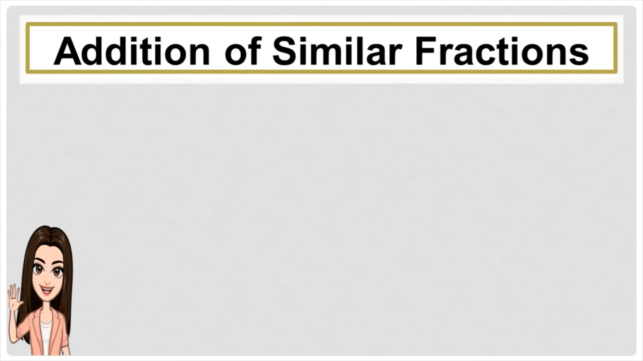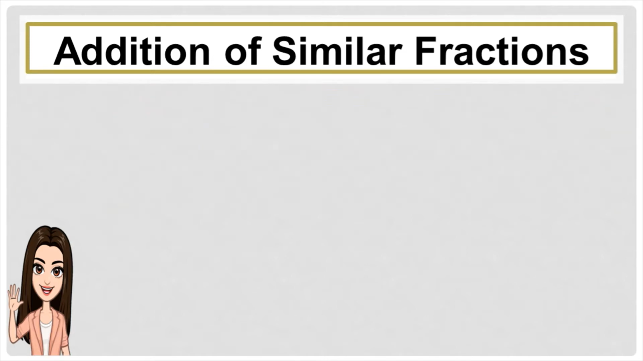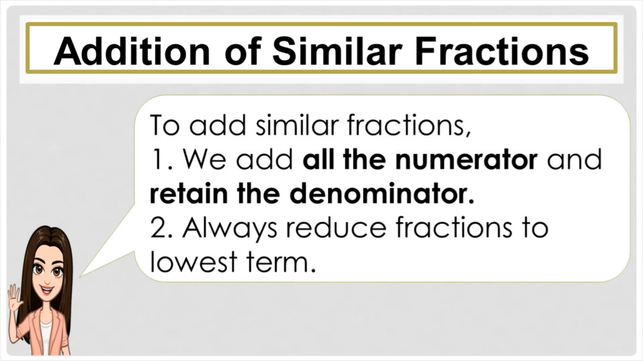Let us first have the addition of similar fractions. Similar fractions, once again, are fractions with the same denominator. We have 1/5, 2/5, and 3/5. To add similar fractions, we add all the numerators and retain the denominator. And remember to always reduce fractions to lowest terms. Again, to add similar fractions, add the numerators and retain the denominator.